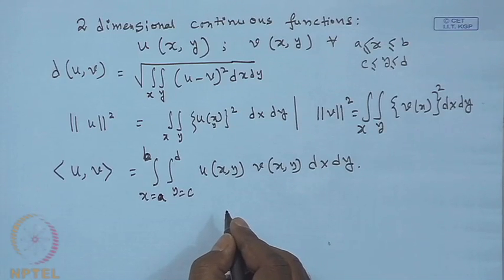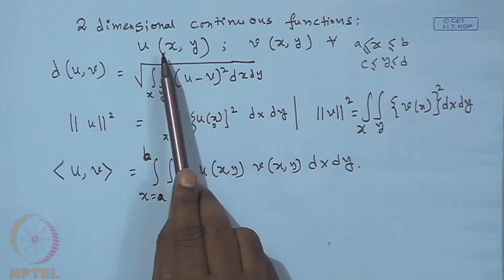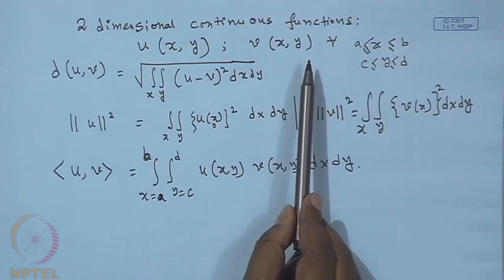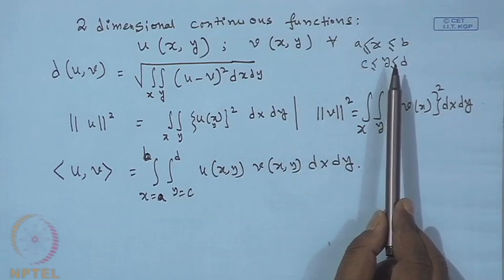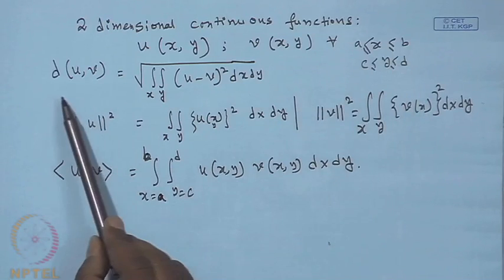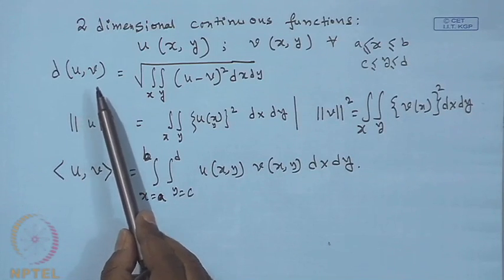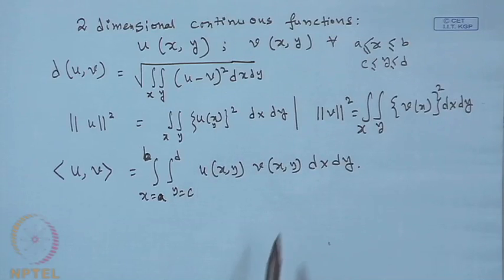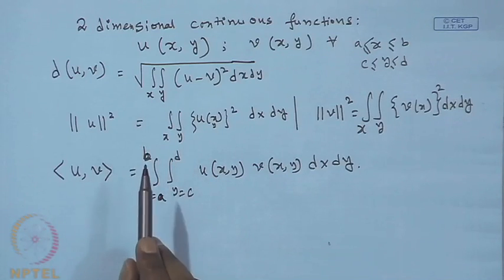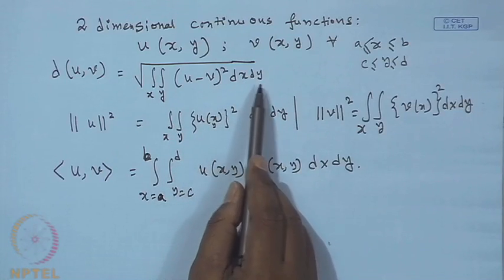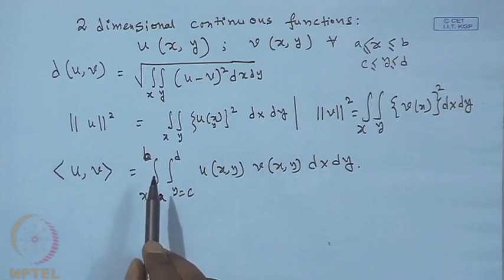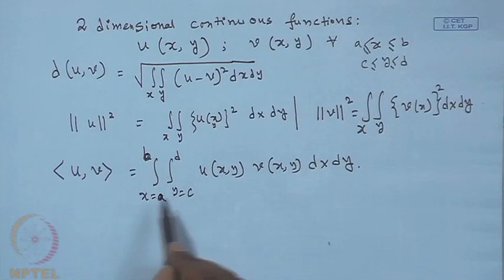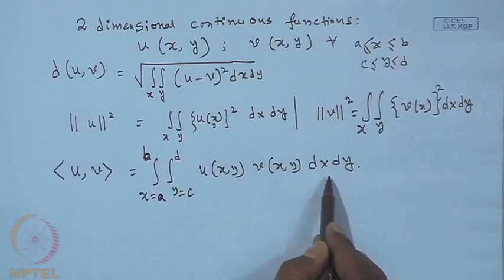For a 3-dimensional problem, the functions u and v will be functions of 3 independent dimensions x, y and z. In that case the limits of x, y and z will be prescribed. So, one can get the metric between u and v as the square root of a triple integral over x, y and z of u minus v whole square dx dy dz. Similarly, the norm of u will be defined as the triple integral of u of x y z squared dx dy dz, and the inner product between u and v as the triple integral of u multiplied by v dx dy dz.